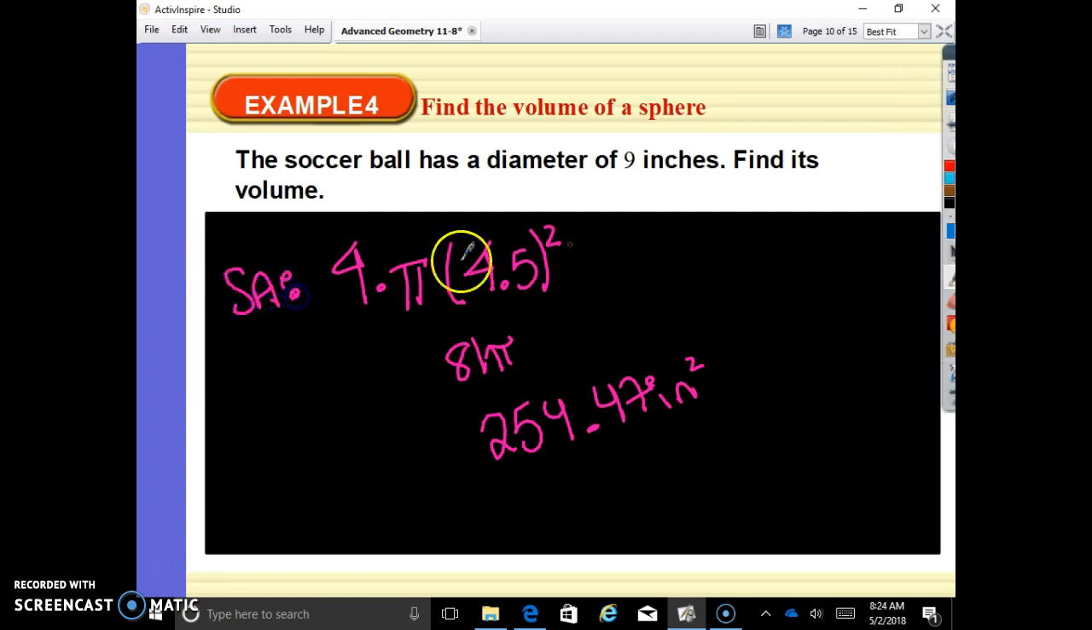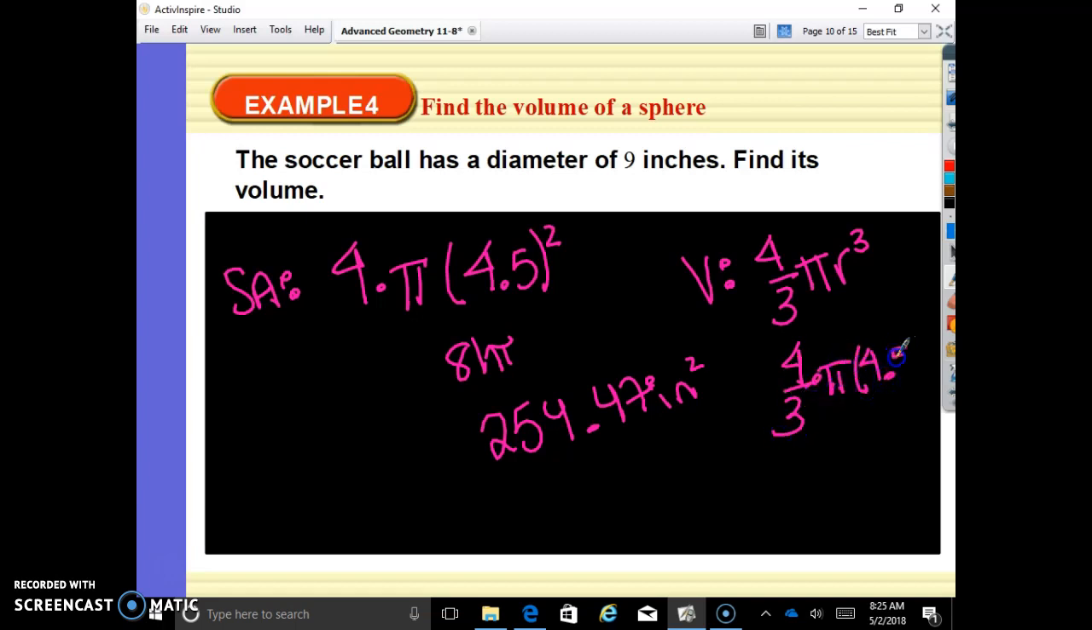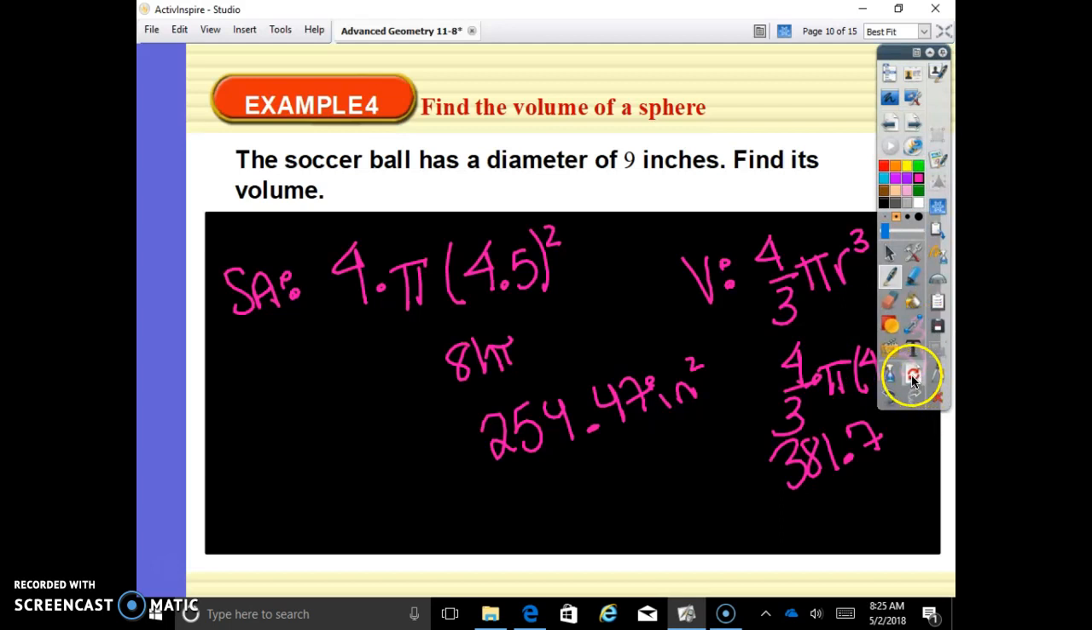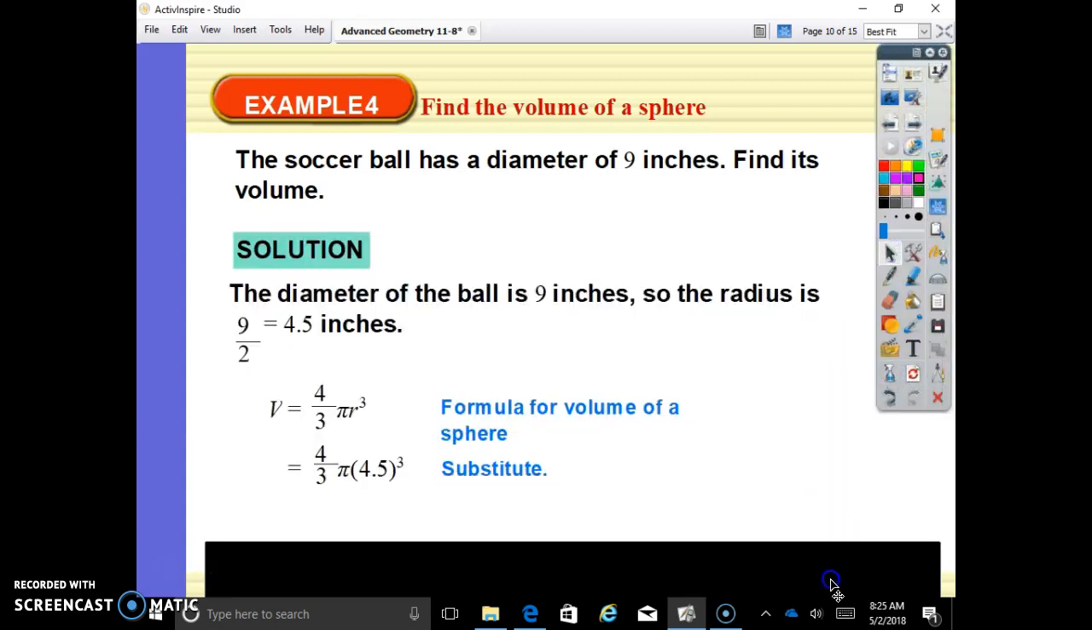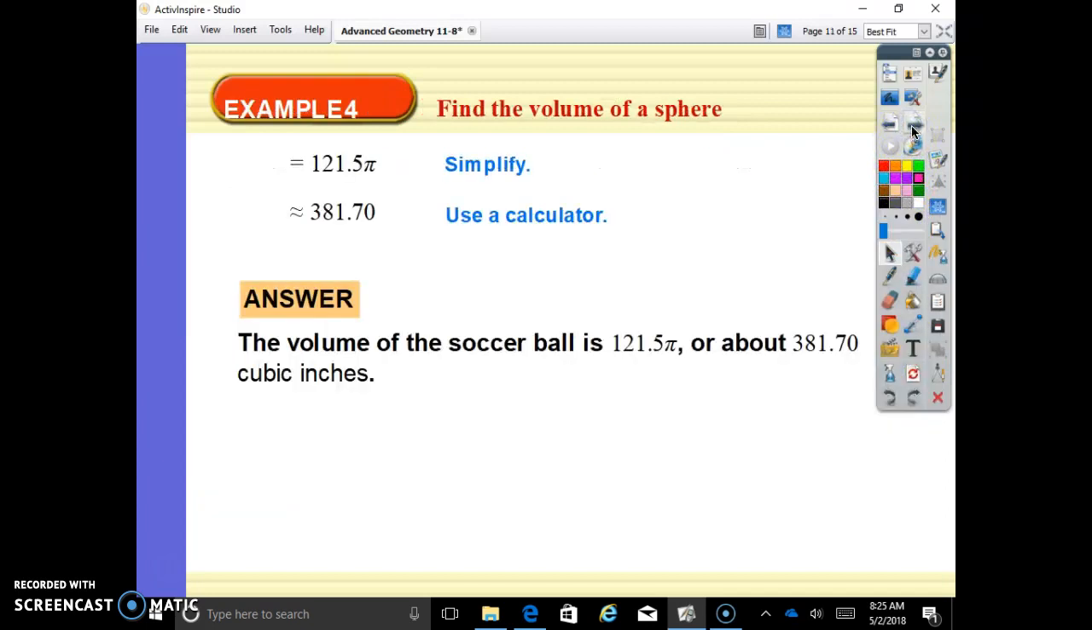Our surface area of this sphere, of this soccer ball, is this, but they actually wanted our volume. Good job. Our volume of a sphere is 4/3 pi r cubed. So 4/3 times pi, thanks for that catch, times 4.5 cubed. That's 381.7. So you can just multiply by 4 and divide by 3, or do 4 divided by 3 first. You could do 4 divided by 3 times 4.5 cubed times pi, whichever way that you want to do it. And our units would obviously be cubed because volume is 3-dimensional.